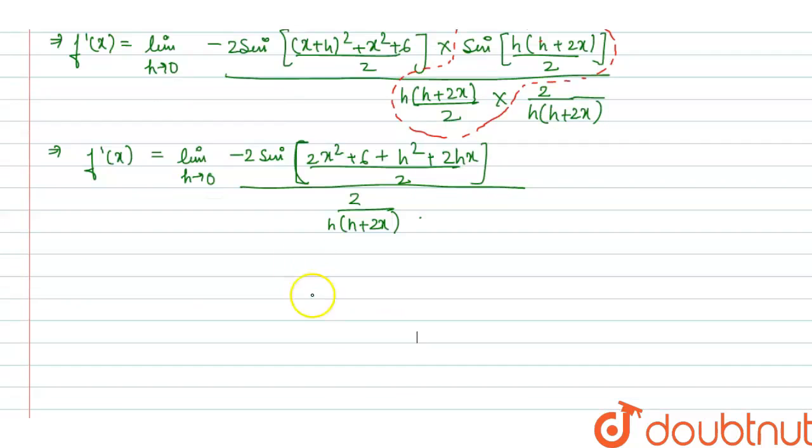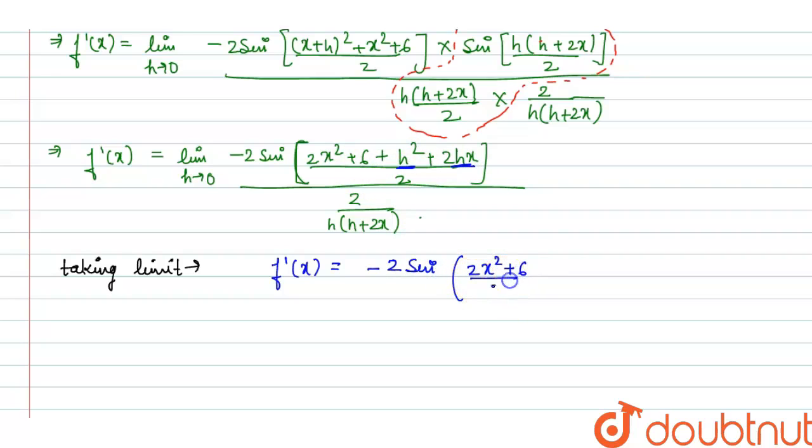Now I will take the limit. When I take the limit, I will put 0 in place of h. After taking the limit, I get f'(x) equals minus 2 sin. In the bracket, this part became 0, this part became 0, only (2x square plus 6) upon 2 will remain, and in the denominator part, 2 upon h will be 0, h will be 0, only 2x will remain, and 2 and 2 will cancel out.